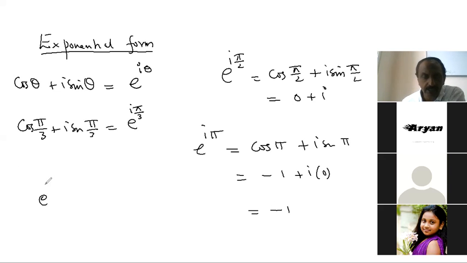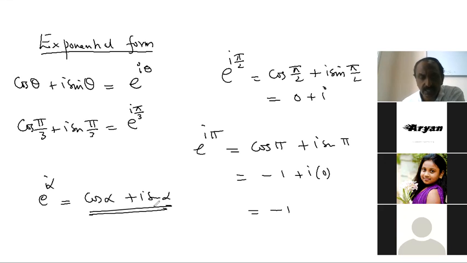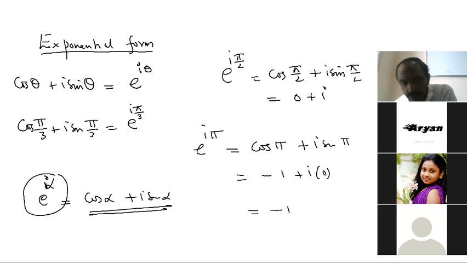Whenever I write e raised to i alpha, it means cos alpha plus i sin alpha. Just think that this is a notation for it, but actually it is not a notation. There's a real proof for it. So we have to just remember it now. Cos alpha plus i sin alpha is e raised to i alpha. Like that you have to remember.